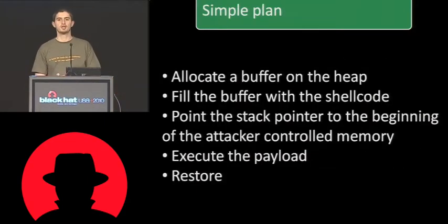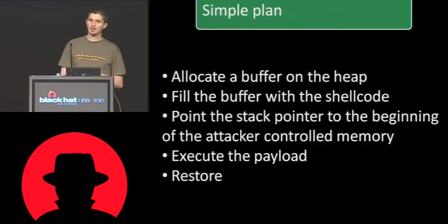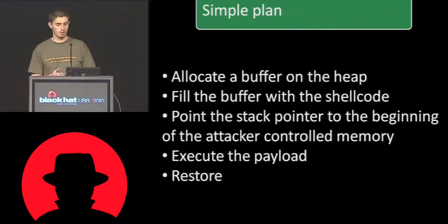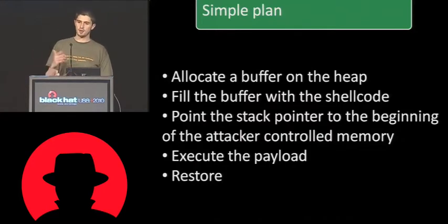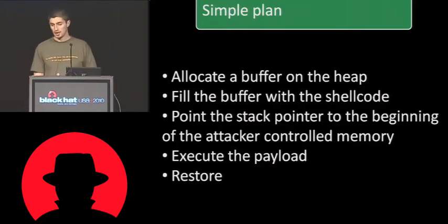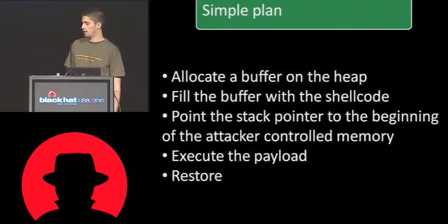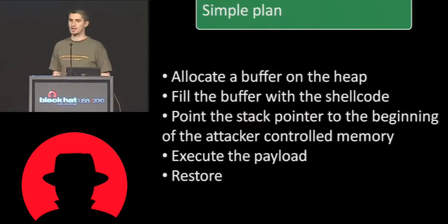So the plan for the testing application is really simple. You allocate a buffer on the heap. You put your shellcode inside this buffer on the heap, and then make sure that the stack pointer points to the attacker-controlled buffer, and you execute the payload and restore the execution so you can try it multiple times. And now we're going to show you a simple demo on testing a payload on a developer phone, and then we will discuss briefly the future plans that we have for return-oriented programming.